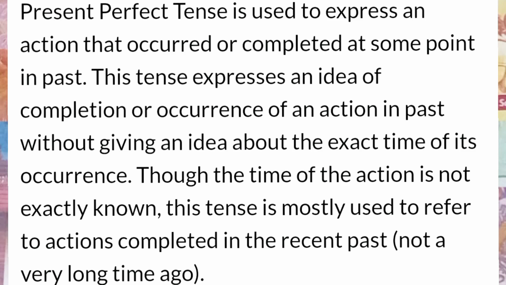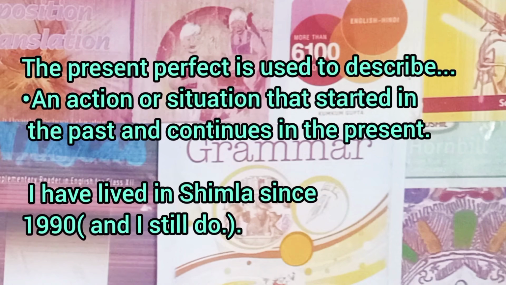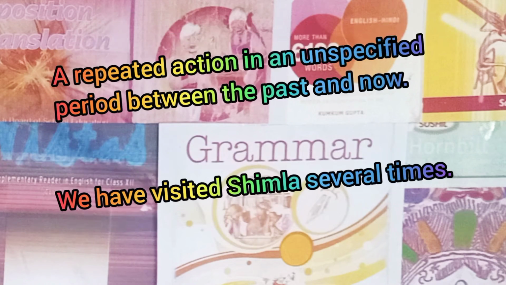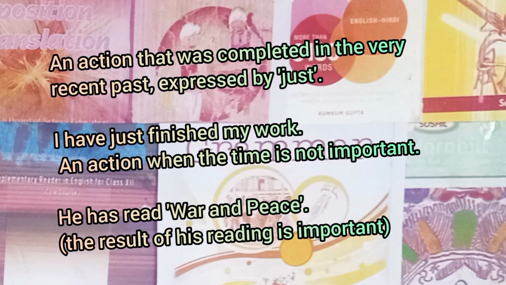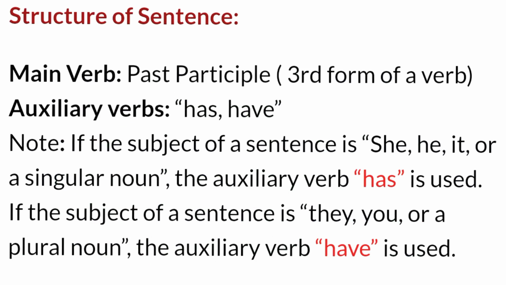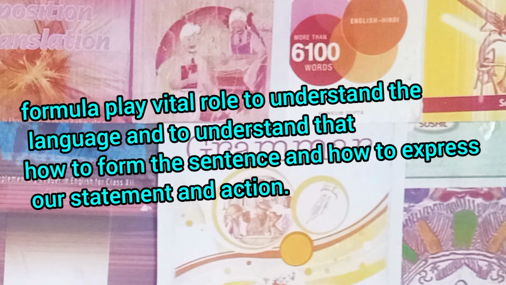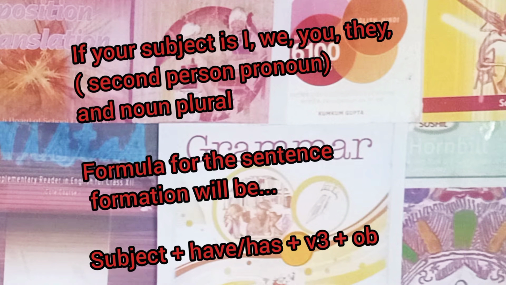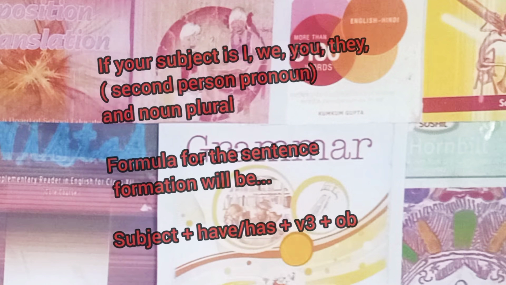Which action can we express in this tense? Let's see the formula for the formation, to express our action in the form of a statement. Affirmative tense here. The formula for the formation of affirmative sentences will be subject, helping verb has or have, then the third form of the verb and object.